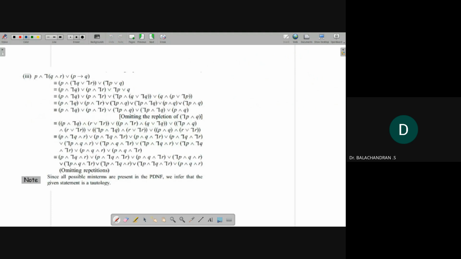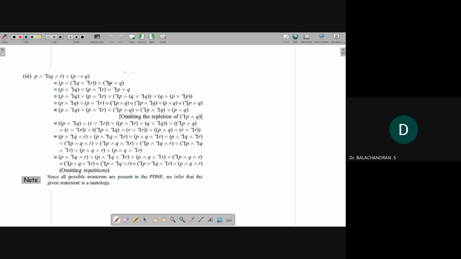Okay. Third problem. The question here is P and negation of Q and R, or P implies Q. So first they are writing P and taking the negation inside. So negation Q or negation R. Or P implies Q is negation P or Q. So this is the first step.